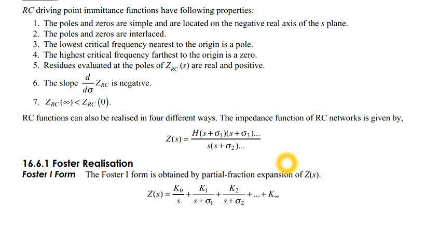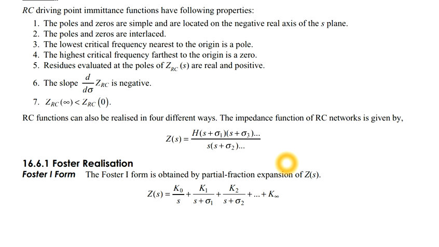Right, now we will see the properties of RC driving point emittance. As I already told, emittance is a term used to convey both impedance as well as admittance. So an emittance function can be either an impedance function or an admittance function.